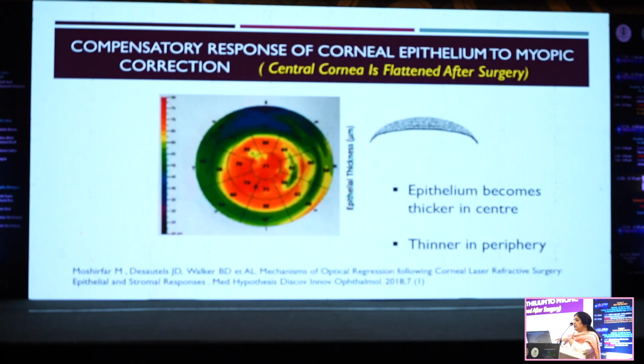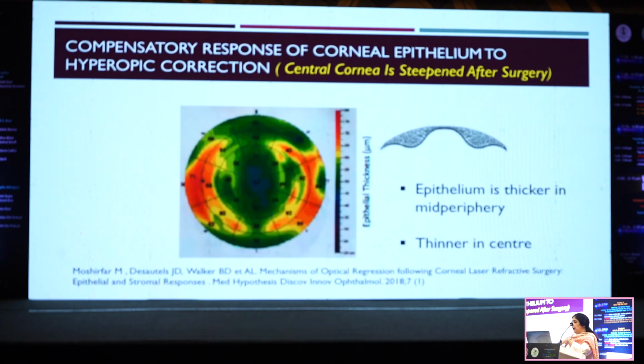What's been seen mostly is because in myopic corrections we tend to flatten the central cornea, so the epithelium tends to become thicker in the center, and it tends to act as a plus lens, and that's what can lead to the regression if it goes beyond a certain physiological limit.